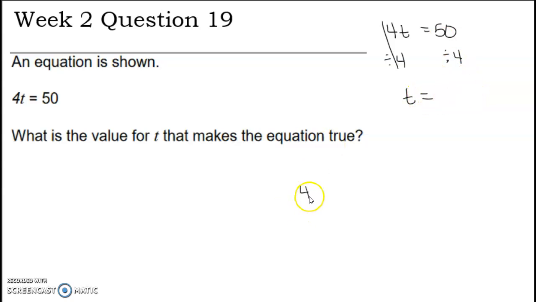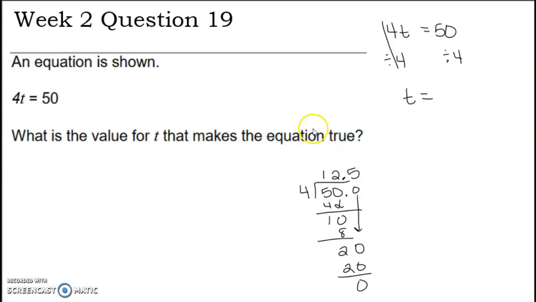So I'm going to go ahead and do this over here. 4 into 50. 4 goes into 5 one time. 1, bring down a 0. 4 goes into 10 two times. 4 times 2 is 8. And I have a remainder, but that's okay. We can put decimals and then put a 0. Oops. Look at me go. Bring down the 0. 4 goes into 20 5 times with no remainder. So my final answer, t would have to be 12.5.